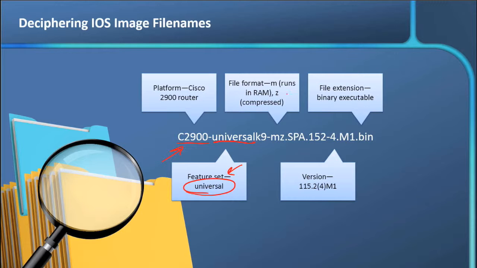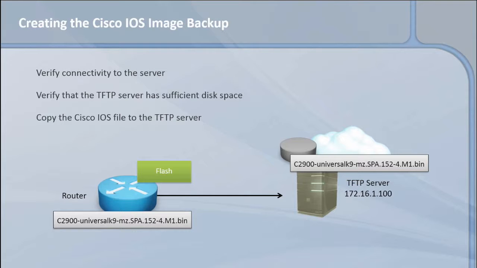The file format is whether or not it runs in RAM. So when you see MZ, M means it runs in RAM, and the Z means it's a compressed file. Down here, we actually see the version. This should be version 15.2. And then the bin, this is just a bin file, but it's going to be a binary executable. We're going to go ahead and extract all the files out of this bin and load them into memory.